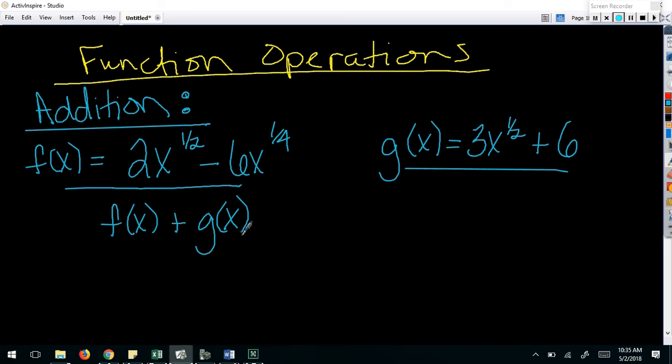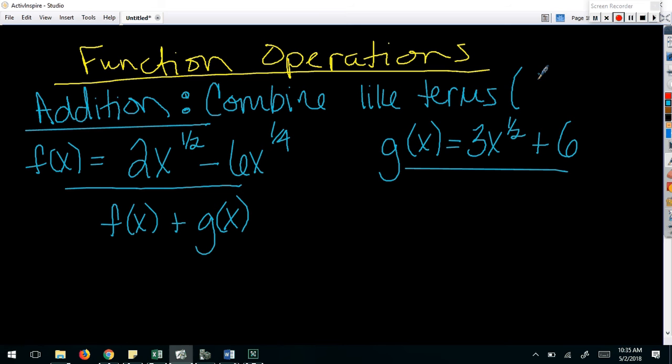Okay, so remember when we're adding, we're looking for like terms to combine, right? So remind me, what are like terms? Not an example, but define it for me. They have to have the same what? Same base or variable, right? And same exponent. Okay. So if I'm looking at f and g here, which ones? The 2 and the 3, you're absolutely right.